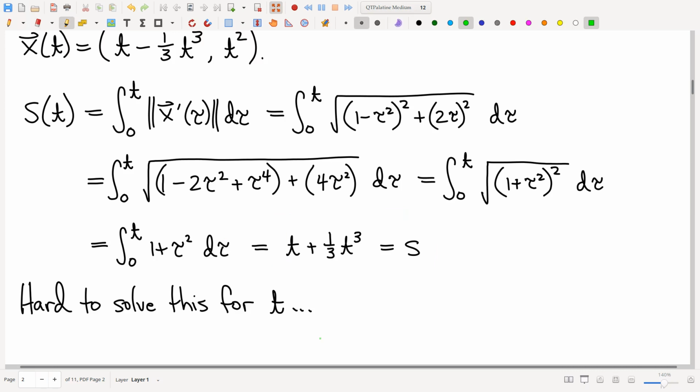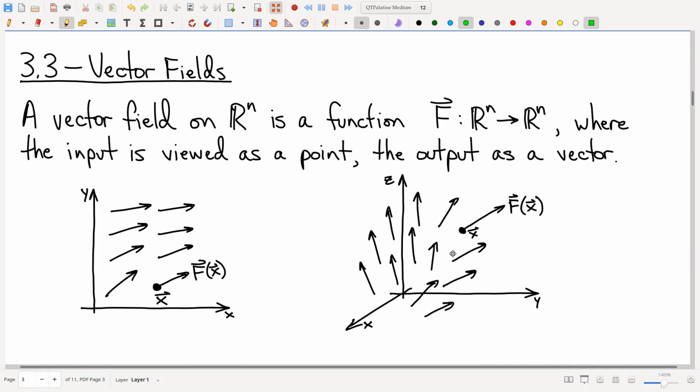Okay, how are we doing? Is everybody on board? Okay. All right. Okay, on to 3.3.